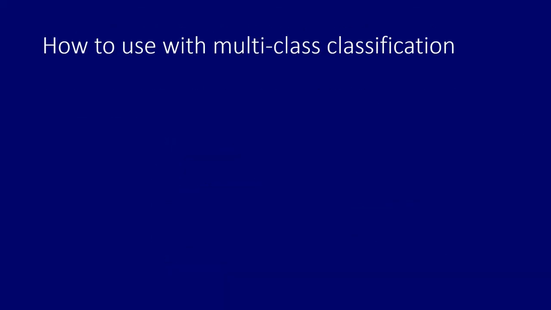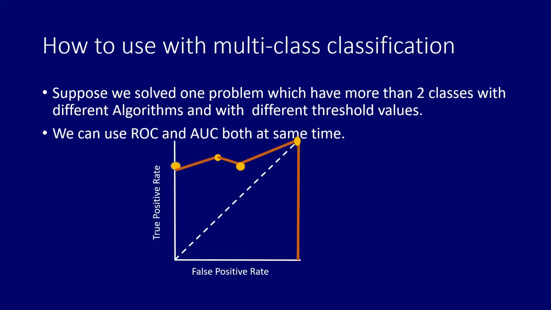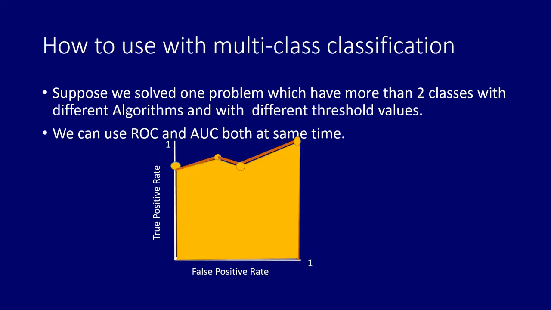Now the question is how to use it for multi-class classification problems. Suppose we solved one problem which has more than two classes with different algorithms and with different threshold values. We can use ROC and AUC both at the same time. The model that gives you more area across different threshold values is the one you can select.